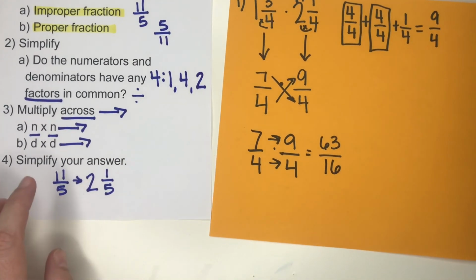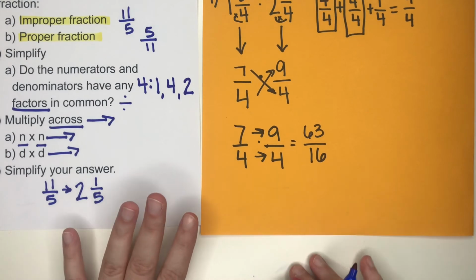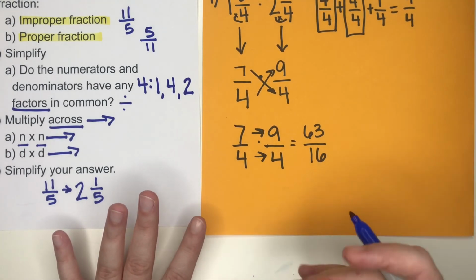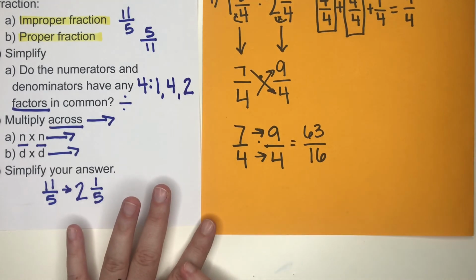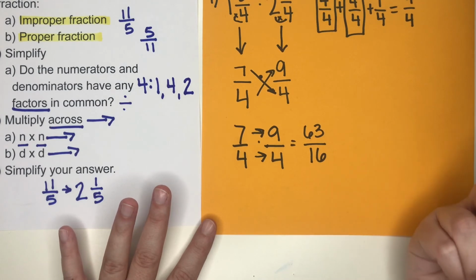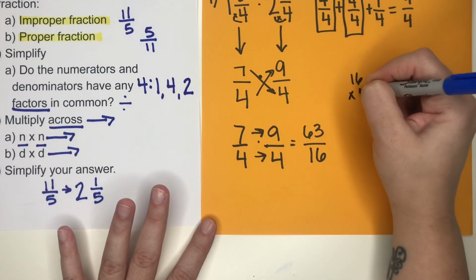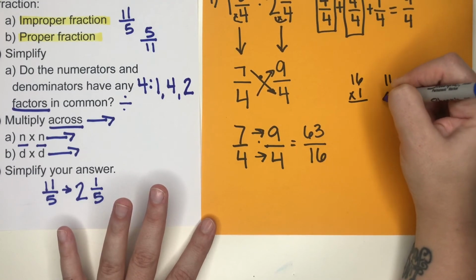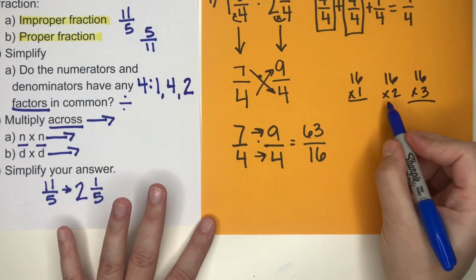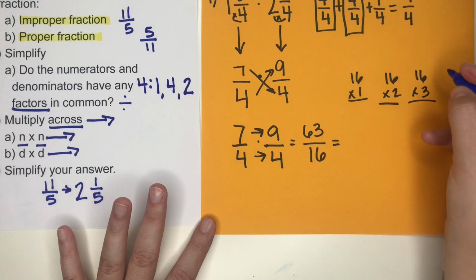My last step is to simplify. So simplifying this one might be a little trickier. You can do it a number of ways. You can do repeated addition of 16 until you get close to 63, or you can multiply as many 16s as you can. So if we go 16 times 1, and then 16 times 2, and then 16 times 3. And remember, you're getting as close to 63 without going over. In the end, you're going to multiply 16 times 3.